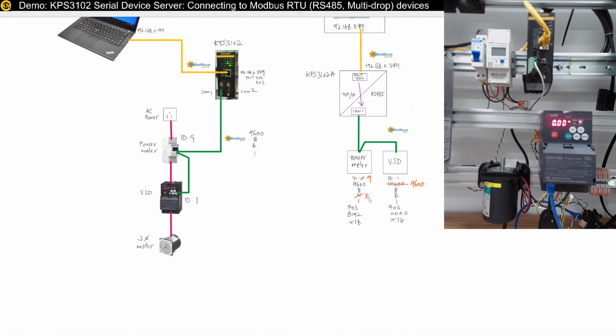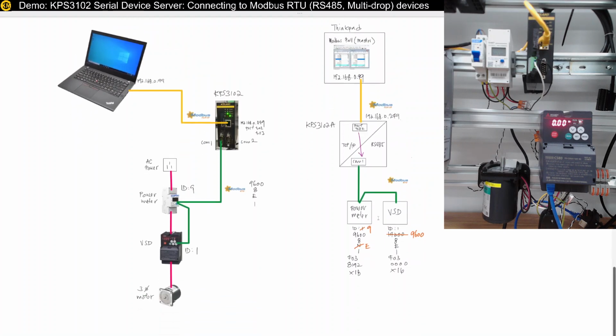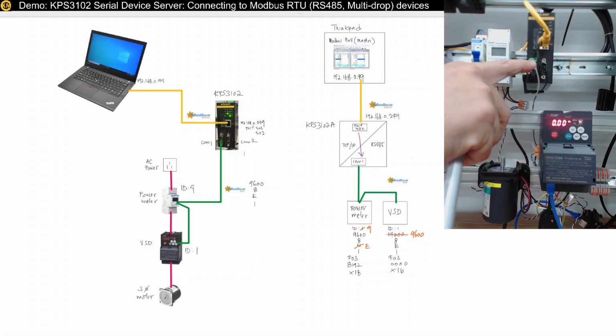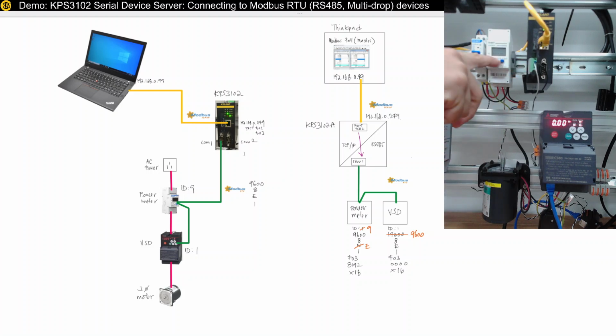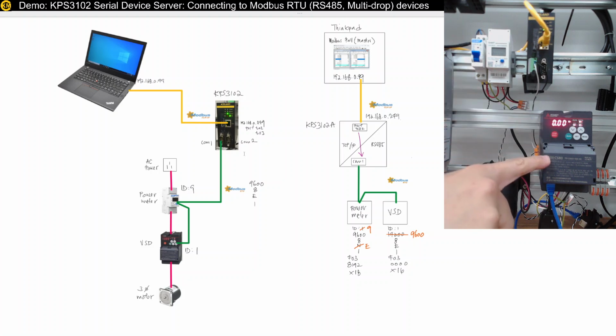I also need to set one of the settings from none to even. So this is how we're going to go about it. If you watch my finger in the video, this is the serial device server, this is the power meter, the variable speed drive (VSD), and this is the motor I'm referring to. So let's kick in.